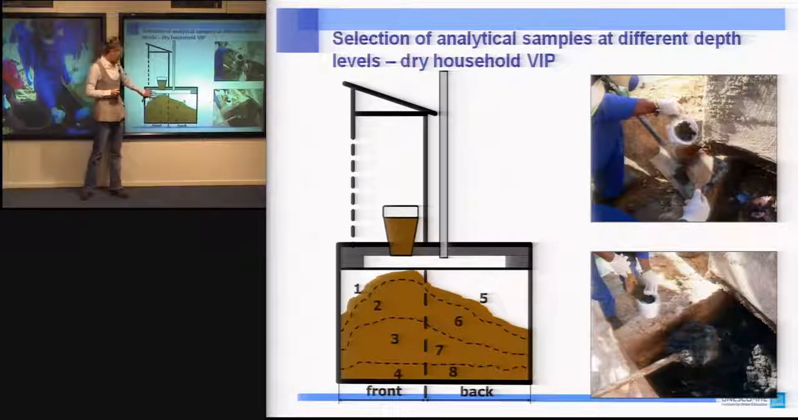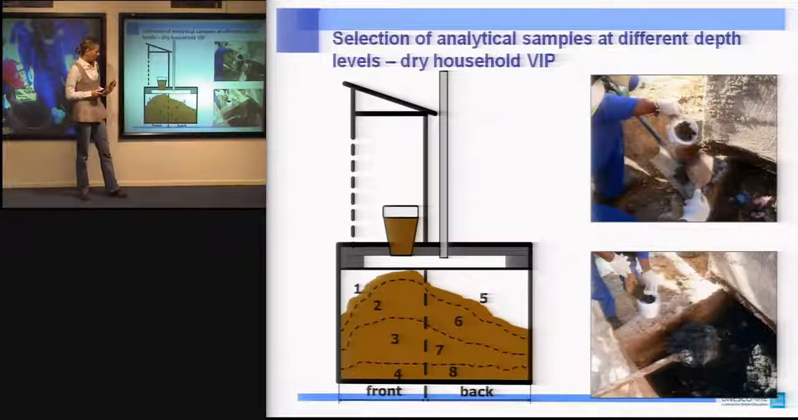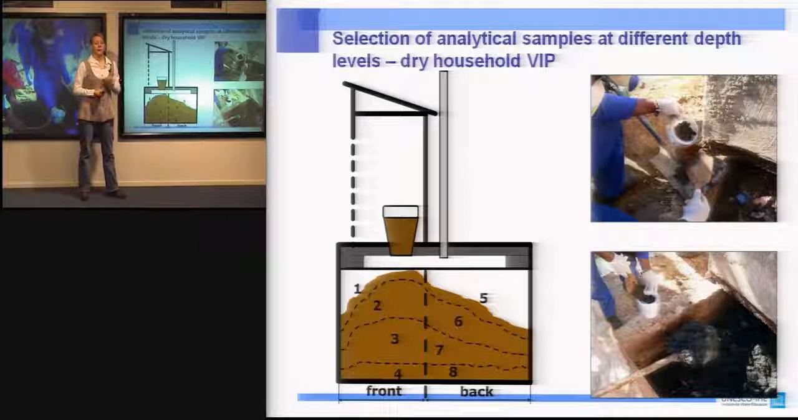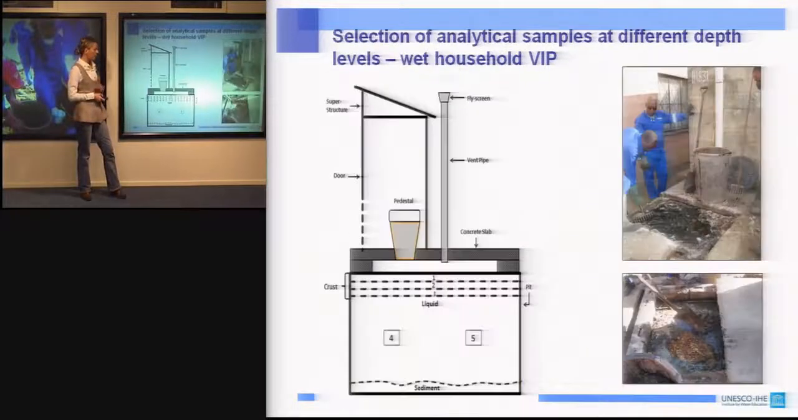So we divided the pit into two sections, the front and the back section, and then collected samples, 4 from the front, 4 from the back. And then the same method was used for each other pit we have been selecting, dry household pit, and compared the data between the different layers or as a composite sample.